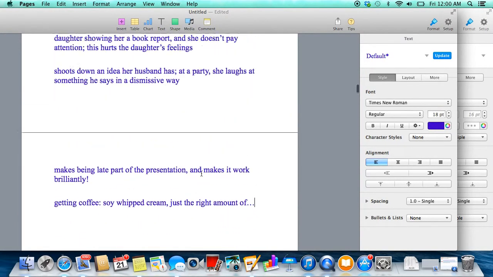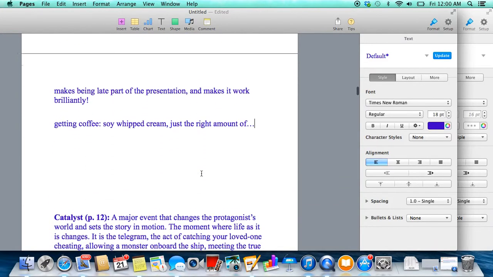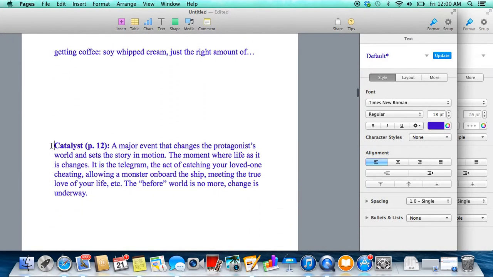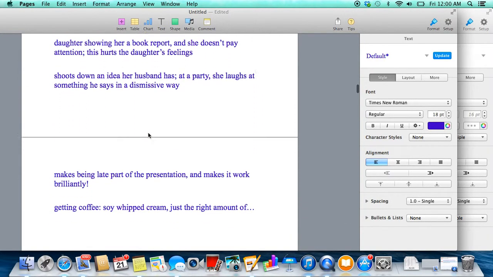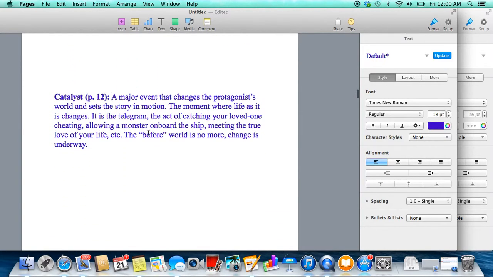All right, next one. We are at number 5 now, Catalyst. This is where things change. This is the before picture, and now we're getting into the big thing: the major event that changes the protagonist's world and sets the story in motion. So now that we've done a setup of sorts, the before world is no more, change is underway.